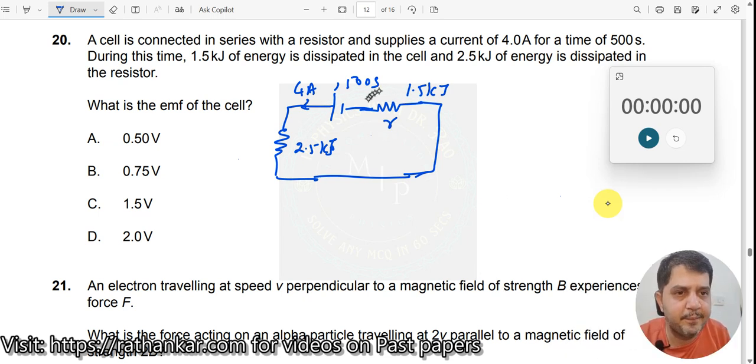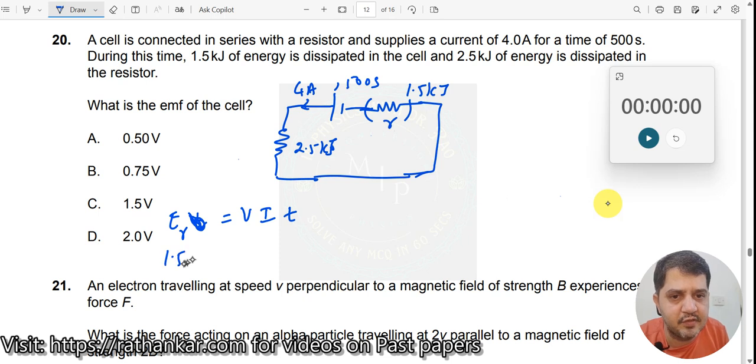So therefore, the energy loss here plus the energy loss here should be equal to the energy given by the cell. That's what we know. Let us consider the energy loss here. It is nothing but the voltage dropped here multiplied by the current passing through it multiplied by the time taken. This is the energy lost at the cell's internal resistance r. Now what is E_r here?